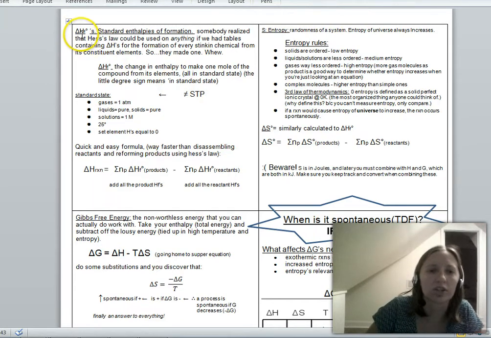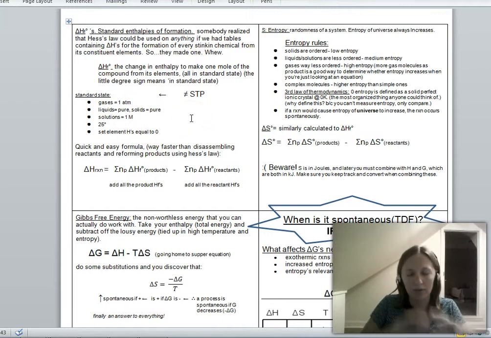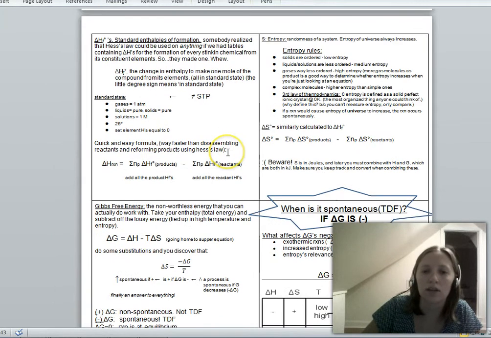So that's what these are. So delta H, and you see this little f, that's of formation, and then there's also a little degree sign. So let me talk about what that part means. An enthalpy of formation is, like I was saying, the reaction of just the simple combination of elements required to make the chemical that you're interested in.